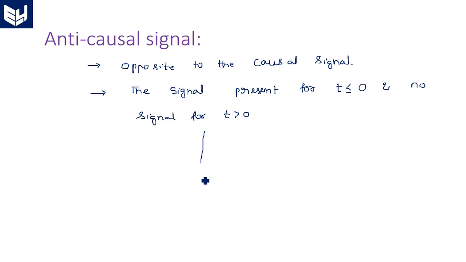So simply you can draw the example like this. Any signal on the left handed side. So this is x of t and this is minus t. Okay, so this is anti-causal signal. Right side means causal, left side means anti-causal. Now coming to the non-causal signal. Non-causal. What do you mean by non-causal? Non-causal is nothing but which is existed for both the time axis, positive and as well as negative.